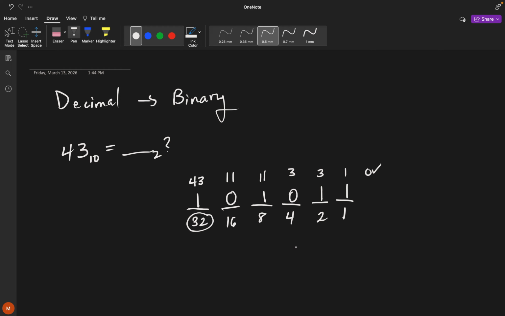So that's the process I use to go from decimal to binary. So the answer here is 43 is equal to 101011 base 2. And if I wanted to go ahead and check my work the other direction, I could just quickly look at where all the 1s are and add up the place values underneath all the 1s. So here's 8 plus 2 is 10, and 32 plus 1 is 33. 33 plus 10 is 43. So that's right.